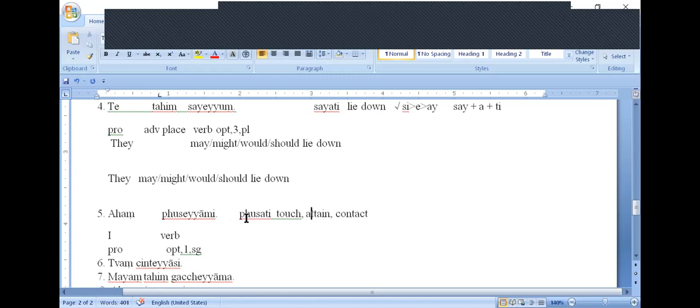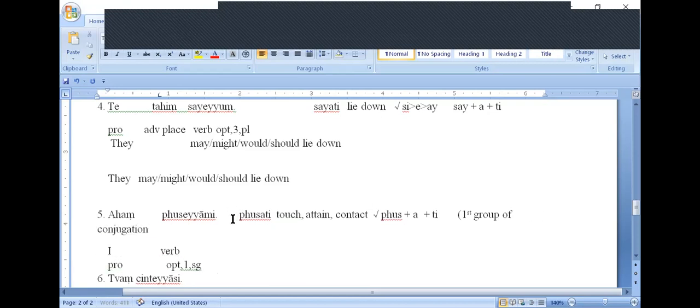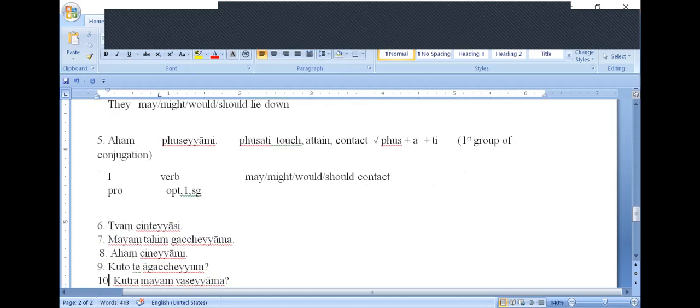All right. Now, what is the root? The root is phus, P-H-U-S, plus a, the first conjugation, plus t. It's the first group of conjugation. So, I might, I should, I would, I may touch, or contact. Contact or touch. Is it easy? Yes, thank you. Okay, all right.